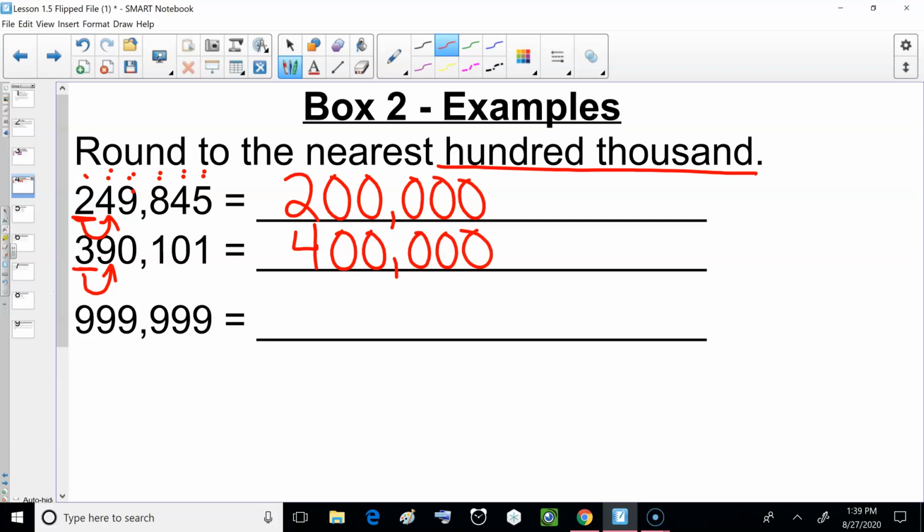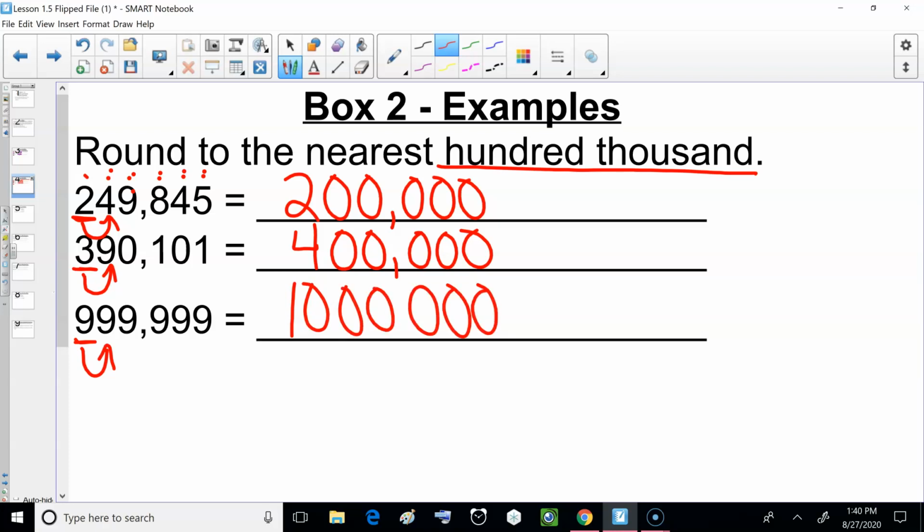And last but not least, 999,999. Sounds really close to something, right? So we look at the 9 in the 100,000, so we're going to look at the 10,000 place value. 9 is going to cause me to round up, so that 9 in the 100,000 is going to turn to a 10. And I still have 5 zeros.